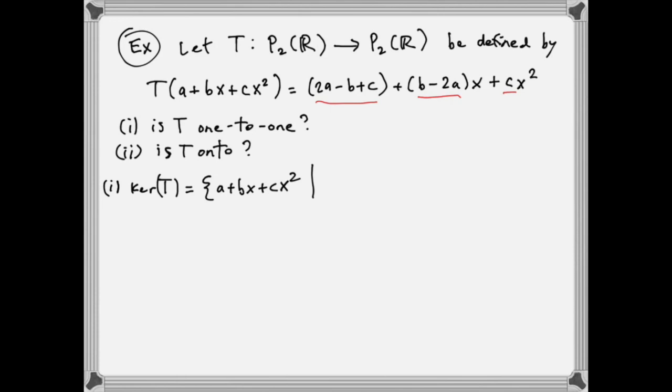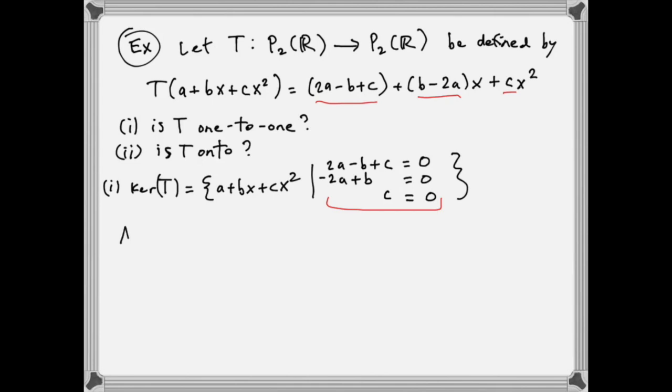So this means that 2a minus b plus c is equal to 0. Negative 2a plus b is equal to 0. And c is equal to 0. Okay, so it's the set of all polynomials that satisfy this. I want us to go ahead and write this. This guy right here we can figure out by just solving a system.